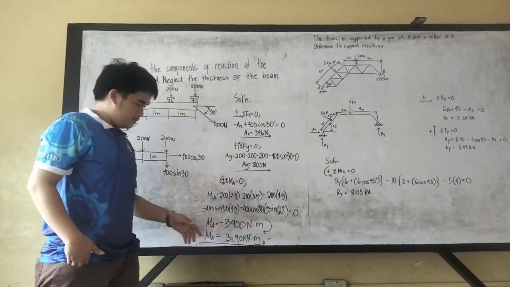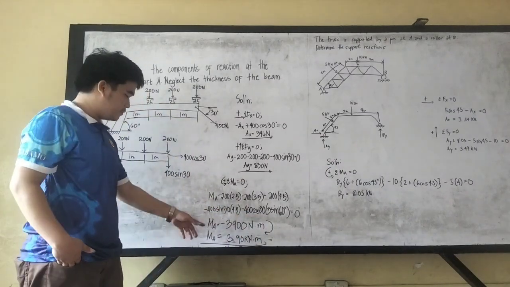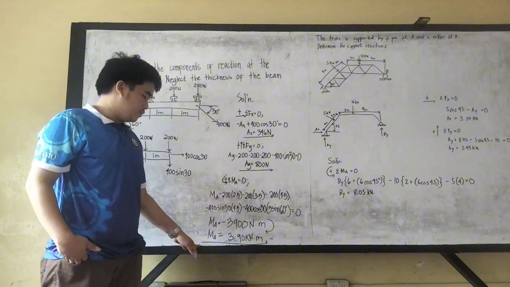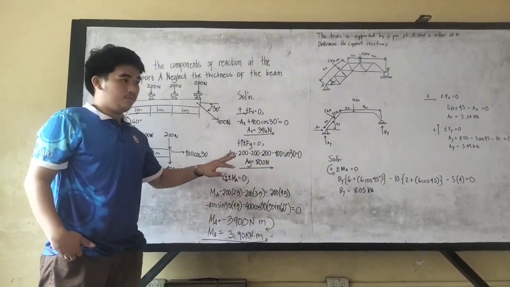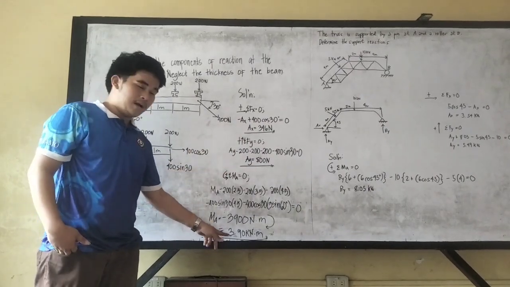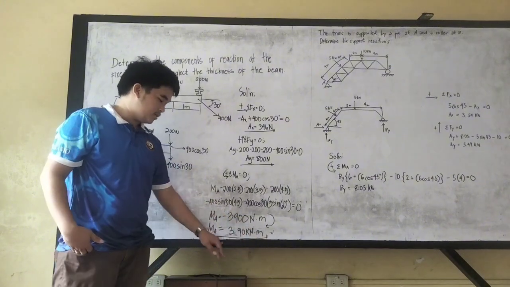Since it is a clockwise rotation, it becomes negative. So we're going to convert this into kilonewton meter. So we're going to counterclockwise rotation. So then it becomes positive. So we have 3.90 kilonewton meter positive.